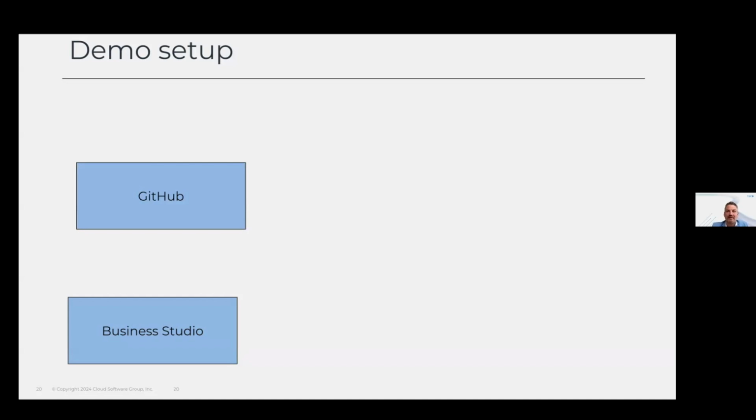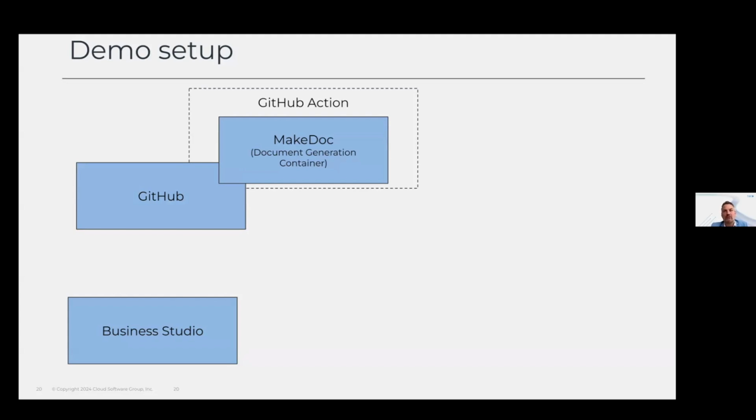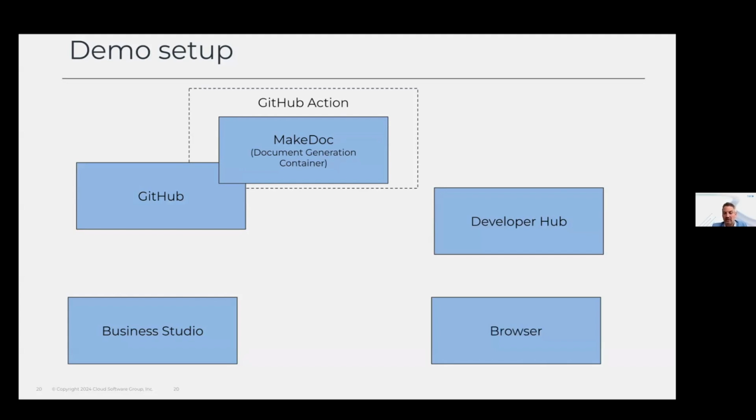For that, we have GitHub where the code lives. We have GitHub Action where the actual MakeDoc tool runs. We have the Developer Hub that hosts the documentation, and then we have the browser that displays the documentation. So what we will do is we'll open up a BW project in Business Studio. We'll make a change to that BW project and we'll commit that change into GitHub.